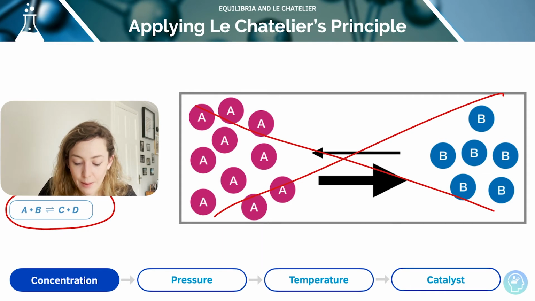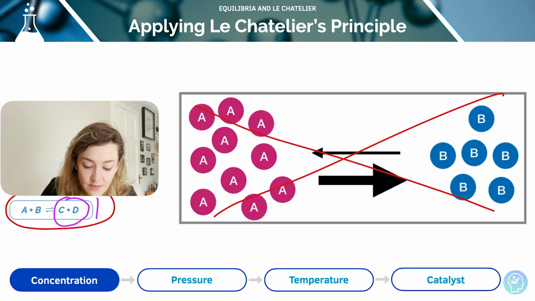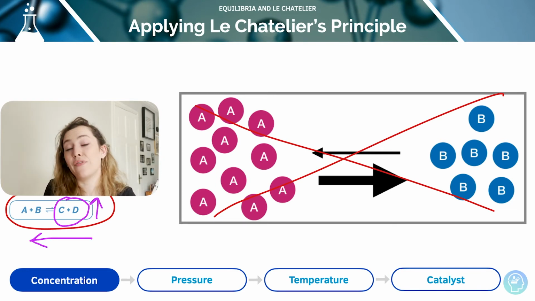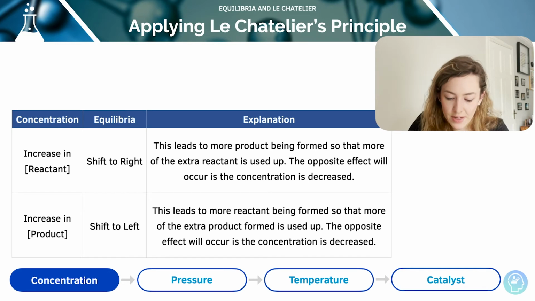Now, the opposite is going to happen if we add in more C and D. If this increases, we're going to shift the equilibrium backwards, or to the left, and that's going to try and use it up to counteract the change. That is Le Chatelier's principle. So I've summarized it here. If you increase the reactant, we're going to shift to the right. This is going to lead to more products being formed, so more of the extra molecules are used up. If we increase the concentration of the product, we're going to shift to the left instead, and we're going to end up with more of the reactant being formed, okay?